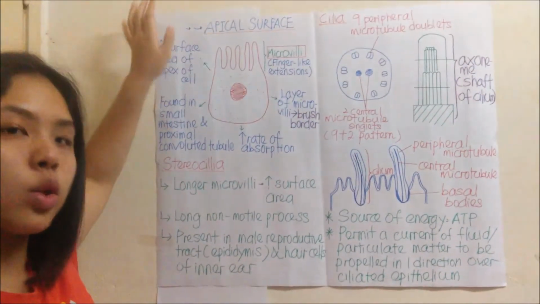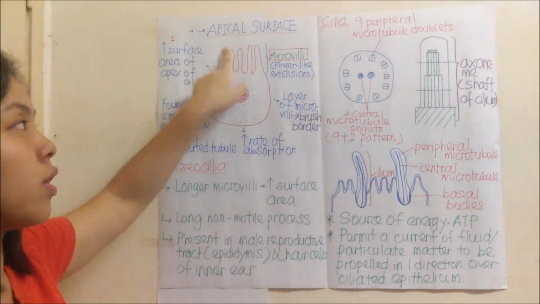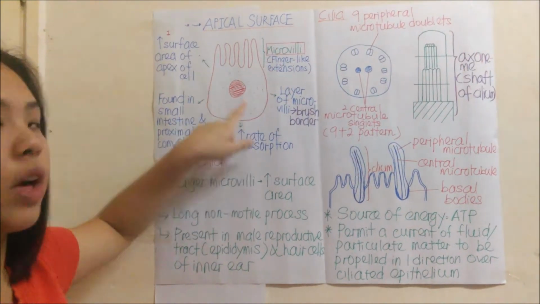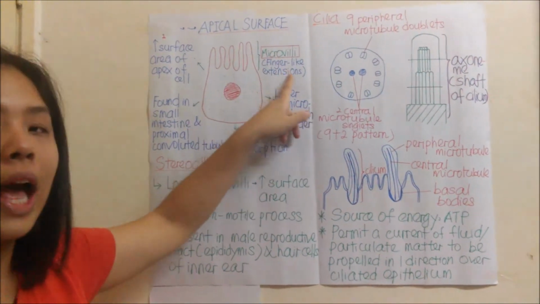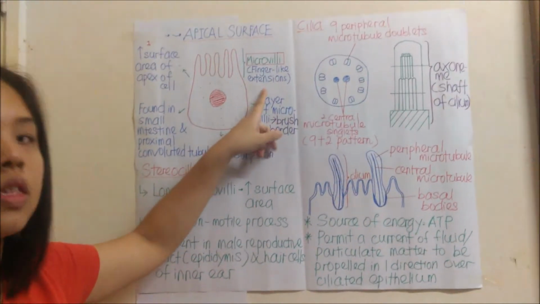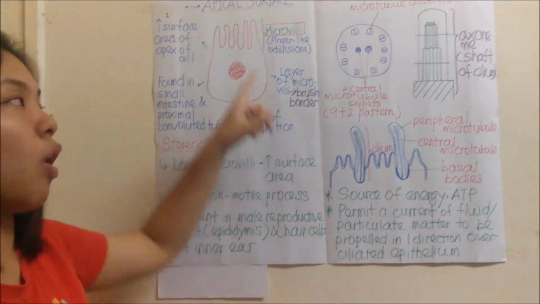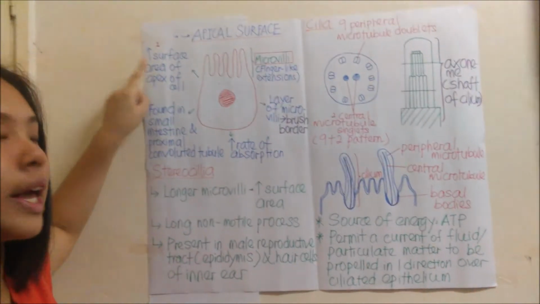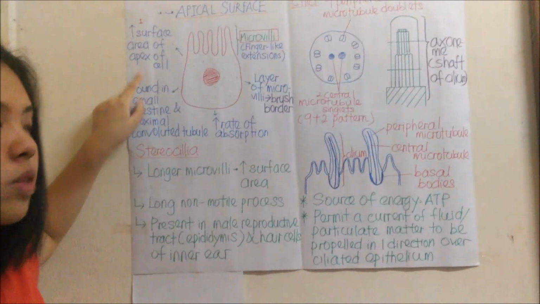Okay, now I would like to explain the specializations on the apical surface. First is microvilli. Microvilli are finger-like extensions from the surface of the cytoplasm. The function of microvilli is to increase the surface area of the apex of the cells.